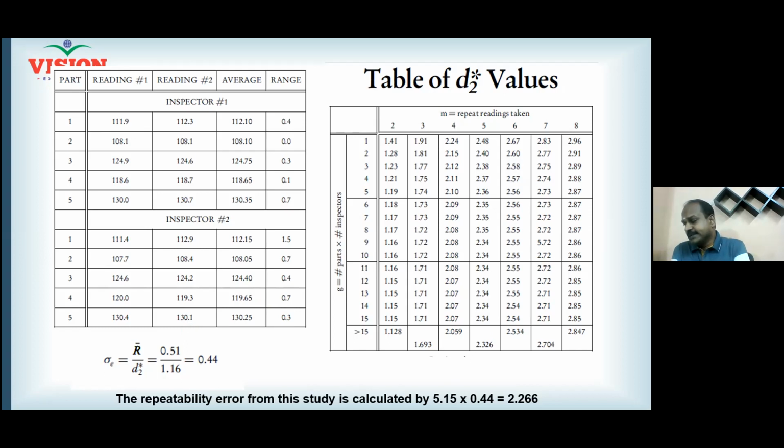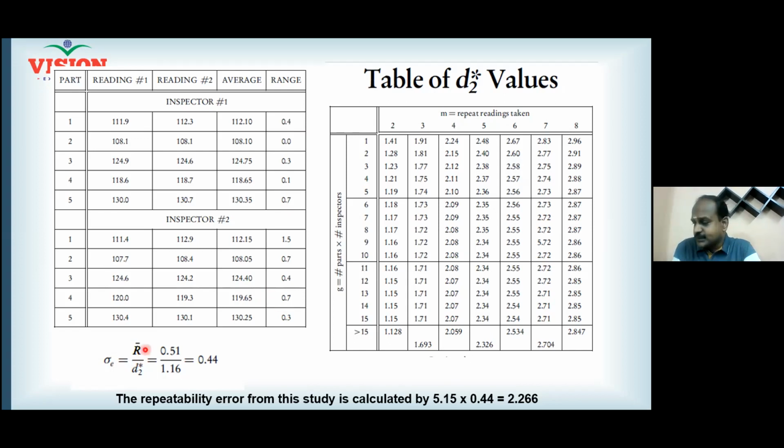And now, sigma repeatability, shortly written as sigma E. The formula is for the standard deviation. When you have less data, range is the best measure of variation. So calculate the range, and from the range, you calculate standard deviation. So R bar. What is R bar here? Average of the ranges. How many ranges you have? 10 ranges. So add all the 10 and divide by 10. That is your R bar.